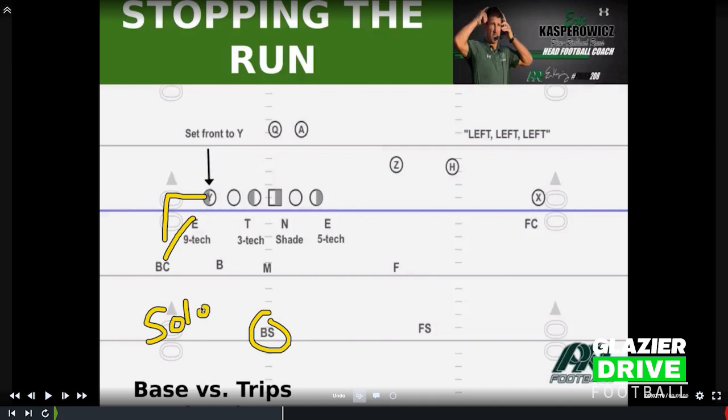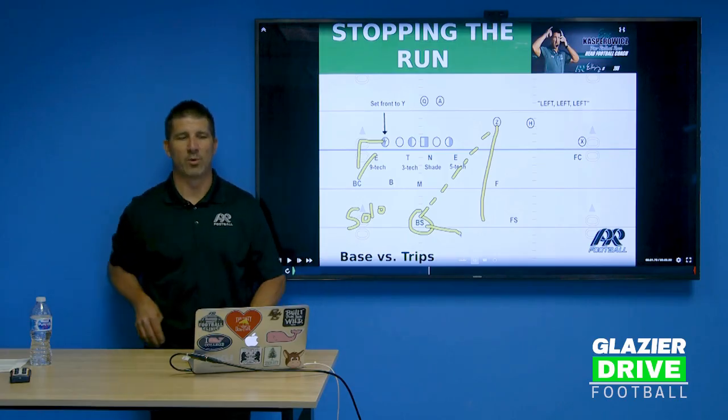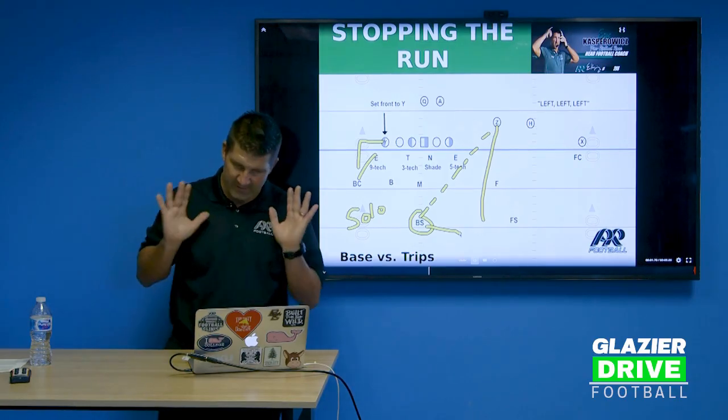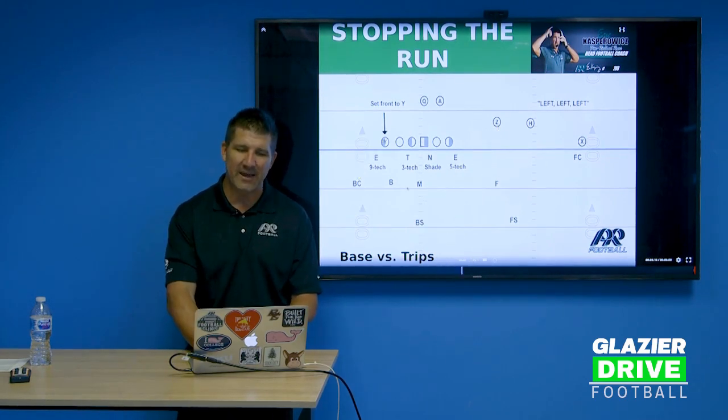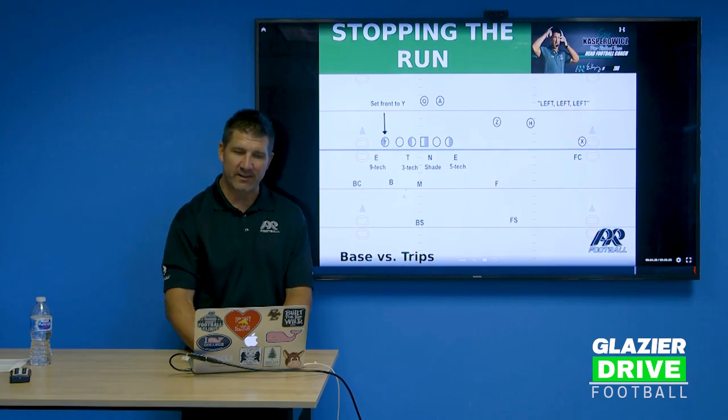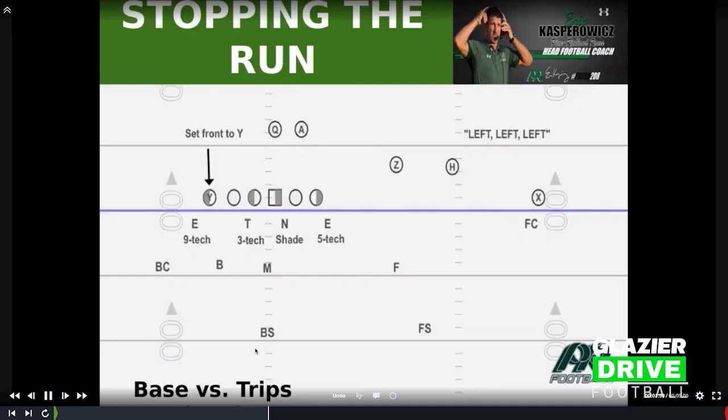All right? Our boundary safety here, he's got to do what we call cross key, the number 3 receiver. Meaning if the 3 comes vertical, he's got to take him. And again, we'll get into that more in the stopping the pass video, but generally speaking, that's his deal. He's got to be in a B and 10, B gap, 10 yards deep. All right, is his alignment.